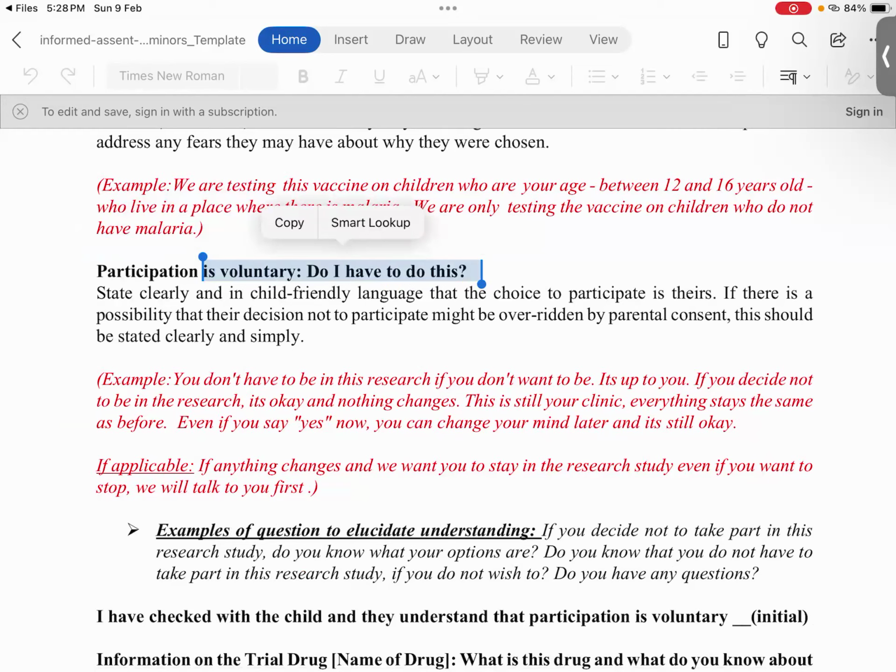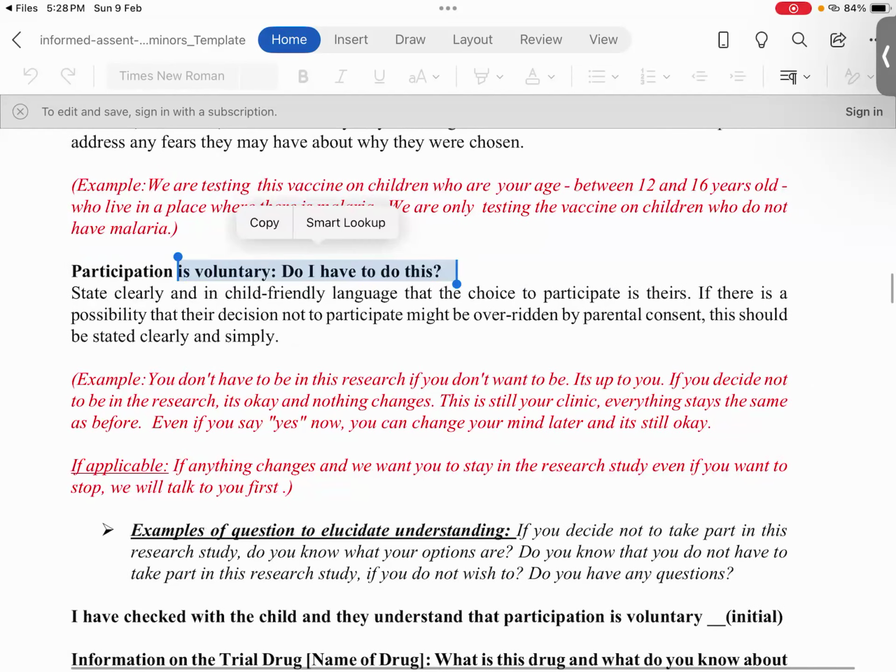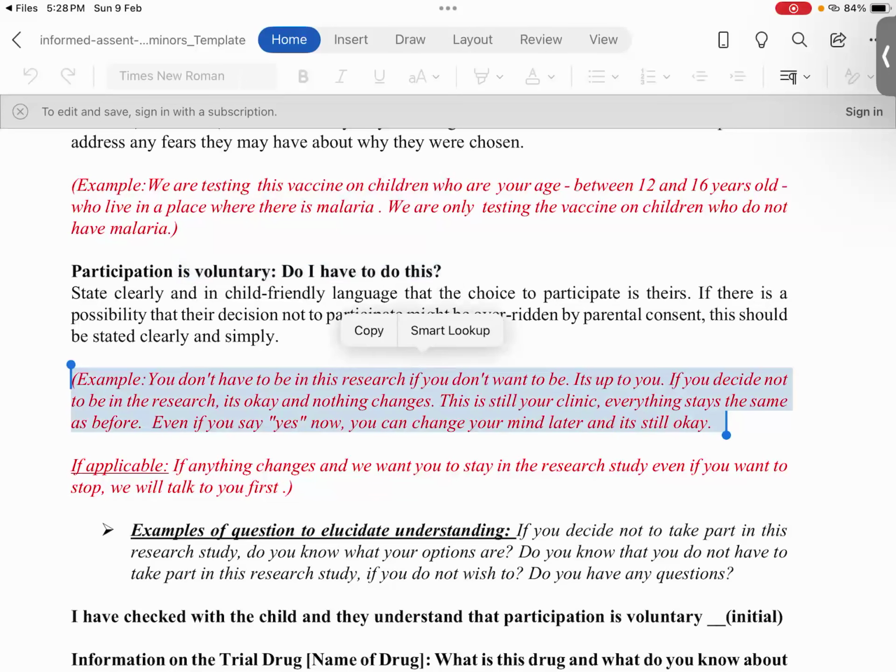Do I have to do this? See, you don't have to be in this research if you don't want to. It's up to you. Are you seeing the difference in the language? This is more how we are speaking. The simplified version of a complex language is always in a way that we are speaking. Suppose we are speaking to our neighbor, suppose we are speaking to our parents, not in the bookish language, right?